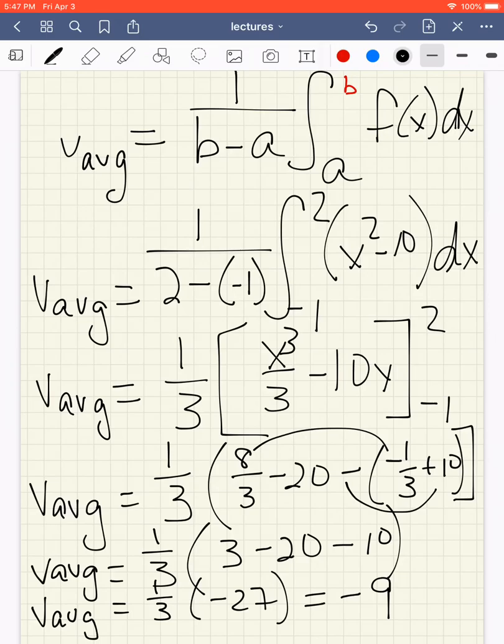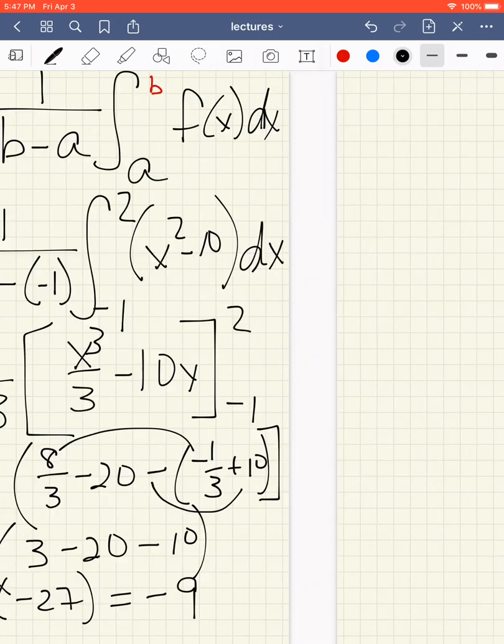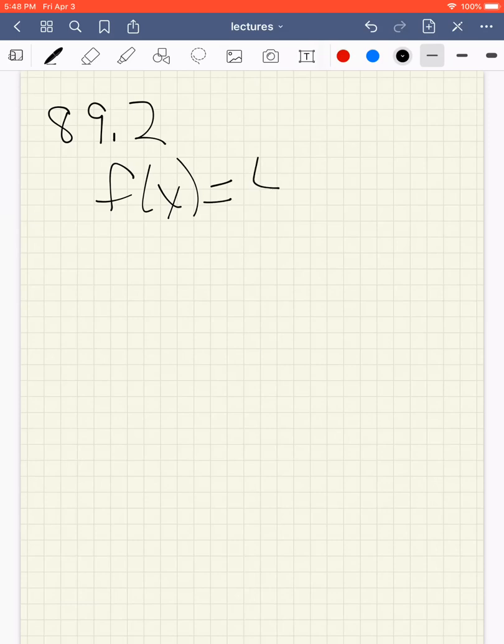Okay, so moving on, page 457. 89.2 says approximate the average value of the function f of x equals 4e to the 2x on the closed interval from 0 to 3.